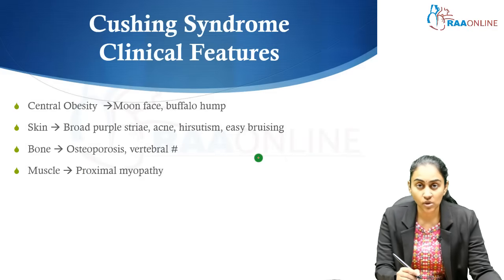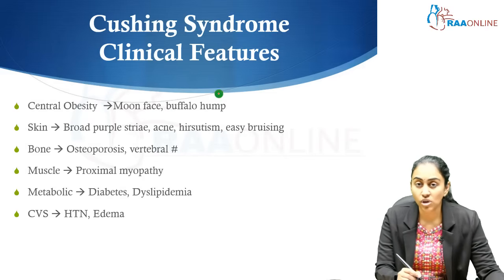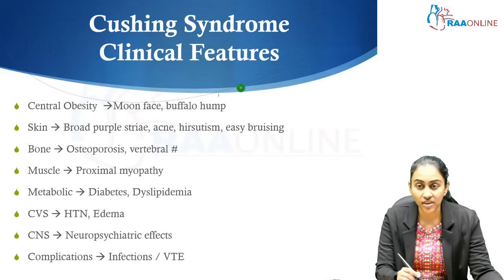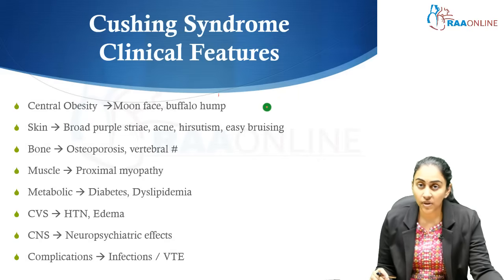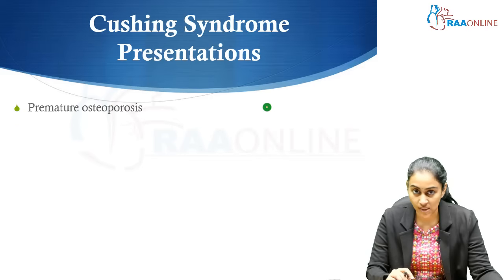In the muscle, there is going to be evidence of proximal myopathy. There is going to be impaired glucose tolerance and increase in the levels of the cholesterols. Patients are also going to have diastolic hypertension, edema and various neuropsychiatric effects. In addition, patients may present for the first time with certain complications of Cushing syndrome like infections or hypercoagulability states.